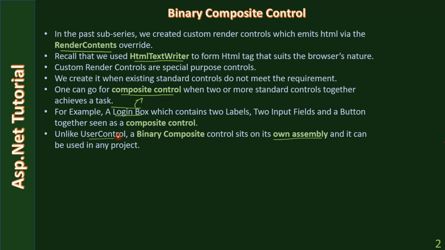In the last subseries, when we discussed the user control, we stated that we need to copy the ASCX file into the web project. If it is a new web project, we need to copy the ASCX and the underlying code behind file, right? After that, you can do the drag and drop. But here in binary composite control, since it sits in its own assembly, you can simply refer to this control and use it in any ASP.NET web project.